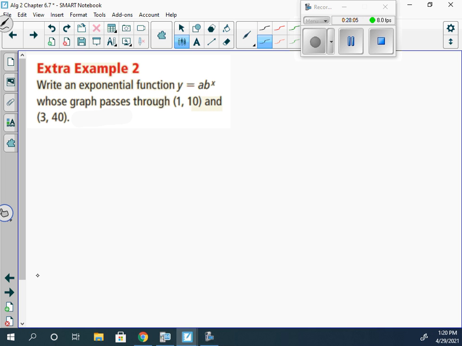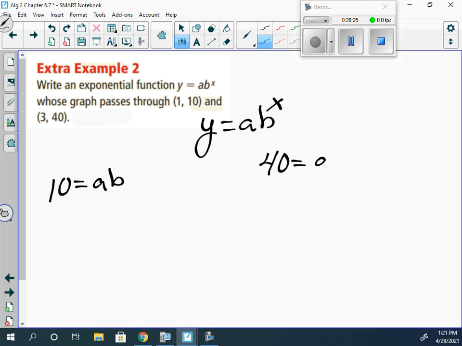So we'll use the same thing we just did: y equals a times b to the x. For (1, 10), well, 10 is equal to a times b to the first, or really we can just say a times b. Our other point is (3, 40). So when y is 40, x is 3.